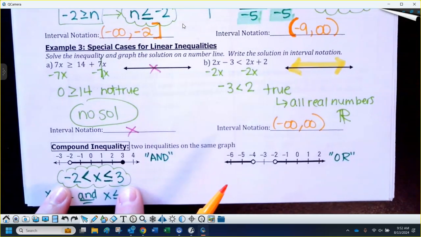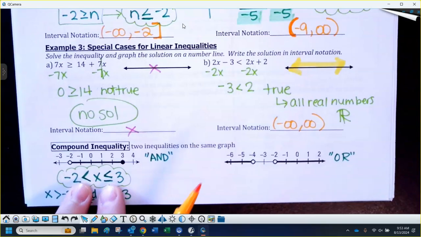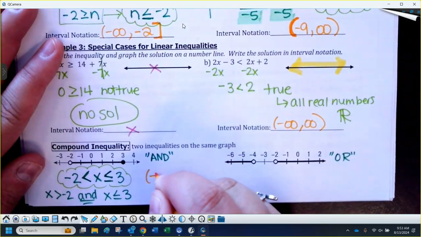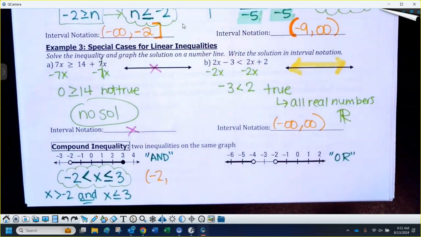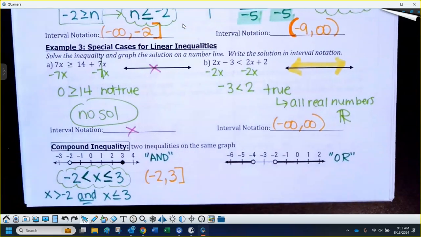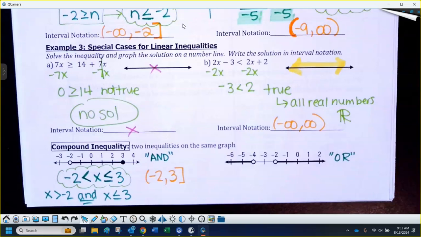Now, the interval for this, these are super, super quick. You're just going to use those two numbers and then base your bracket or your parenthesis on the inequality symbol. So since -2 has an open circle, it'll be a parenthesis, -2, and since 3 has a closed circle, it would have a bracket. So it's saying it would run between -2, but it can't be equal to -2, and +3, and it can be equal to +3.